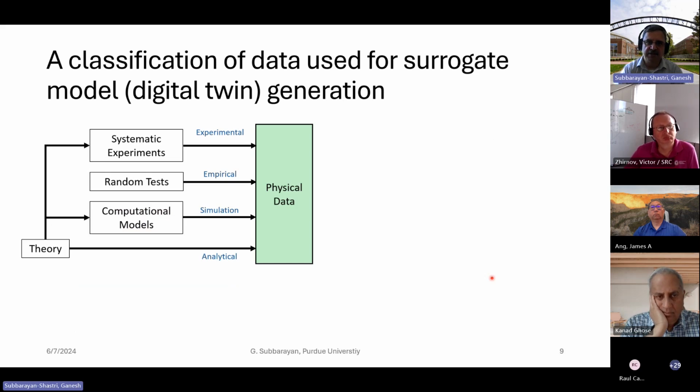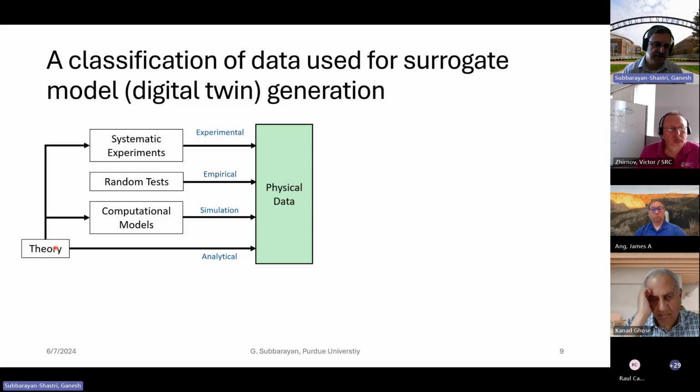So let me then start with a classification of data used for surrogate model generation. This is my classification. It's not something that is commonly used, this is something that I put together. So you may or may not agree with this. If I develop data from systematic experiments, which is what we do most of the time in industry, in my few years in IBM, we are mostly reliant on DOEs, designed experiments. So we develop experimental data. Now, we also sometimes do random tests, and I would call those data points empirical data. If you rely on computational models, I would call that simulation data.